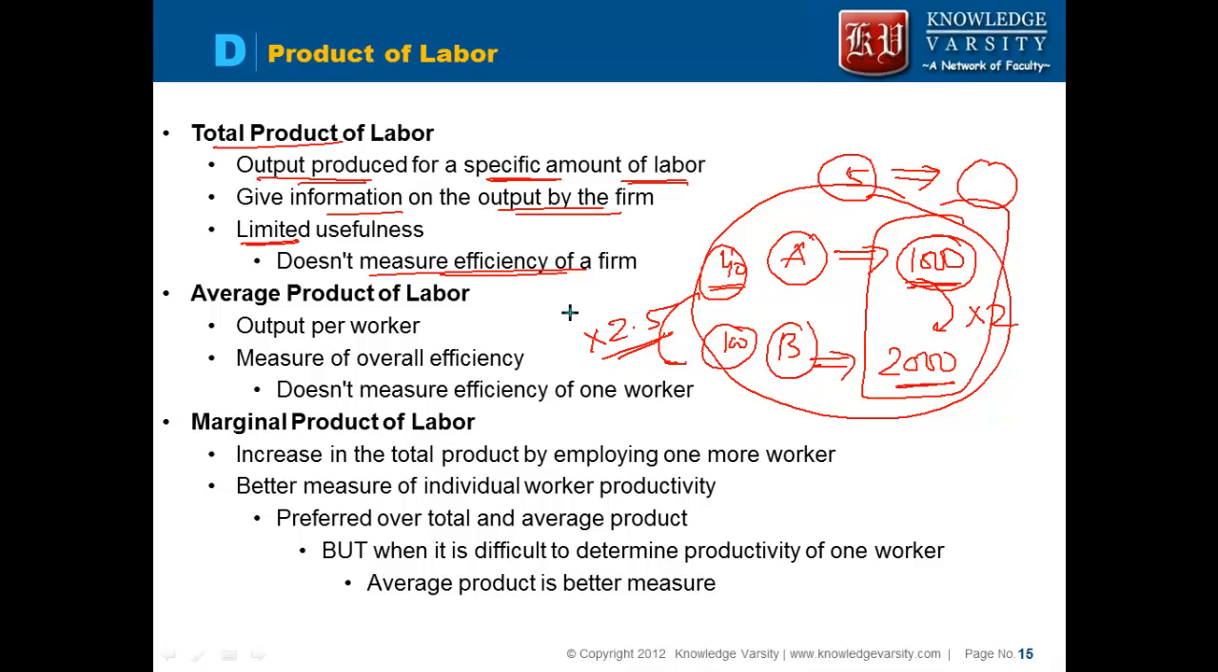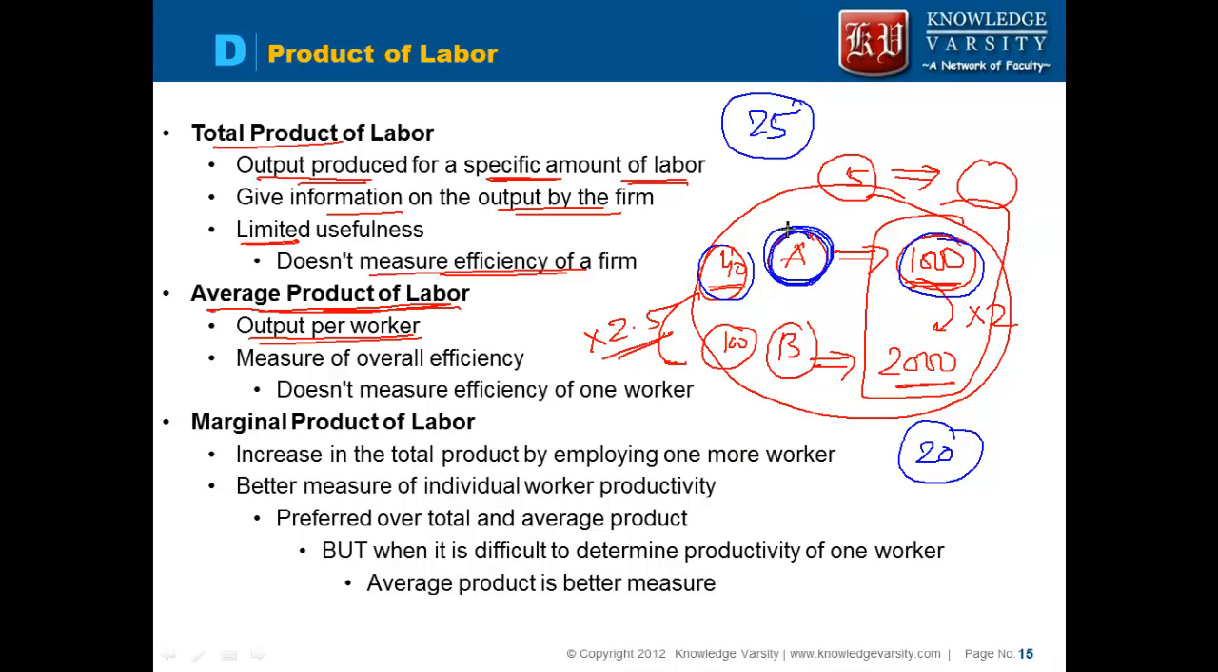So we can bring in the concept of the average product of labor. What is the average product? That is the output per worker. Here the output per worker for A is 1000 by 40, which is 25. For B it is 2000 by 100, which is 20. So in company A each worker produces 25 units, and in B each worker produces 20 units. So it measures the overall efficiency of the firm.